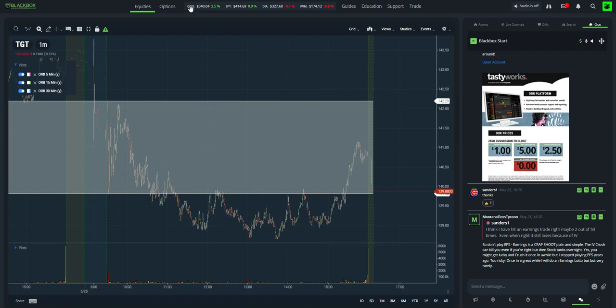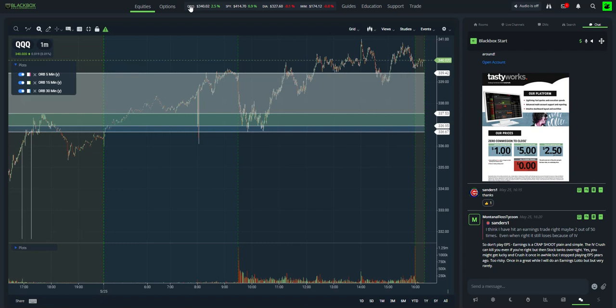So again, if you're struggling and trying to find different ways to day trade, try to use the ORB strategy, opening range breakout. Hopefully this was beneficial for you today.